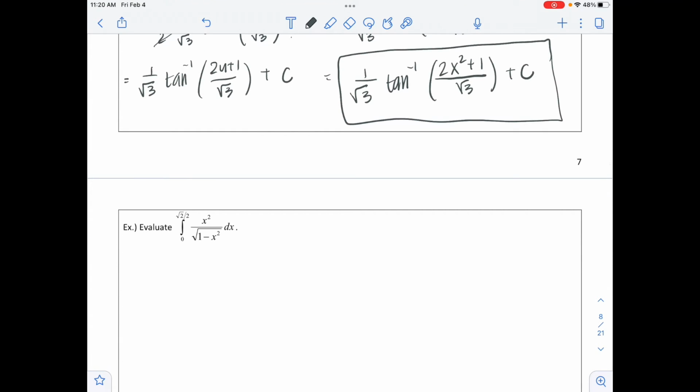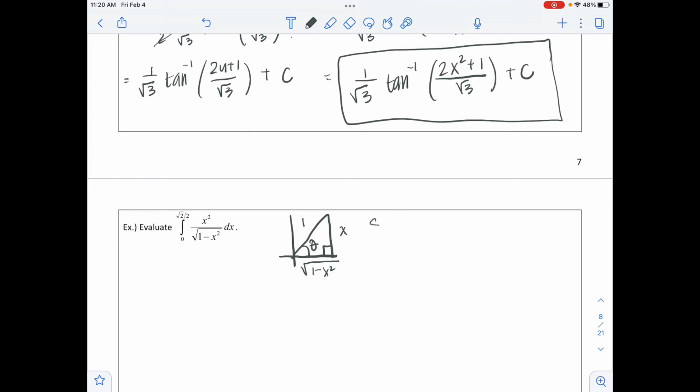The next example says to evaluate the integral from 0 to rad 2 over 2 of x squared over the square root of 1 minus x squared dx. So this one looks similar to maybe a trig substitution problem. I'm going to think about if I were to sketch a triangle, put theta on here, it's a right triangle. The hypotenuse would be 1, and my opposite side would be x. Adjacent side would be the square root of 1 minus x squared.